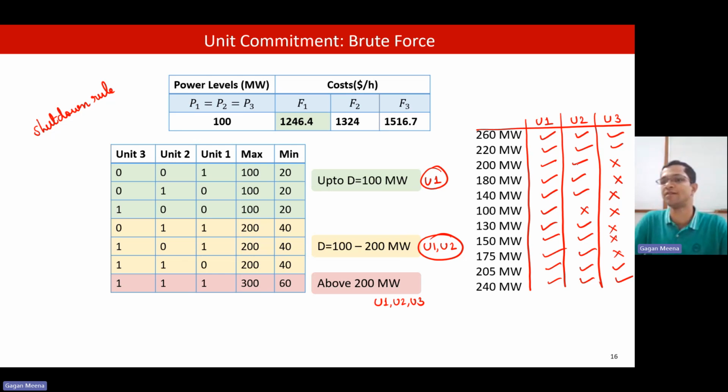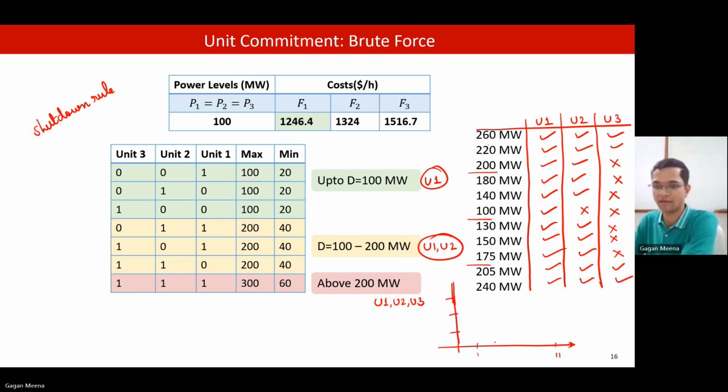Unit commitment will result in this. So unit 1 is always on. If we draw this diagram, we'll say this is 100, this is 200, this is 300. So what is happening for all these values? 1, 2, 3, 6, 9, and 11. This is 1 to 11. And for each of these we can draw, we can say unit 1 is always on.